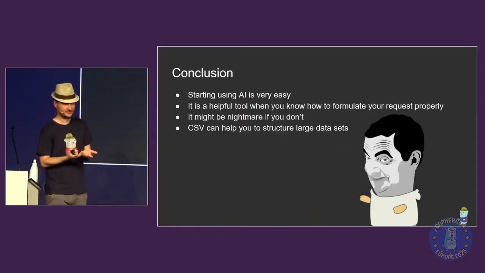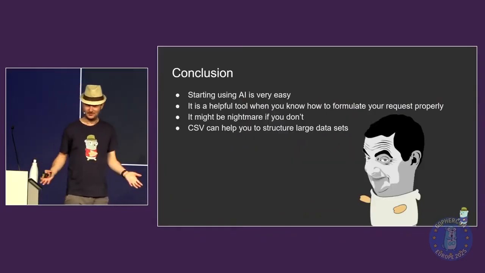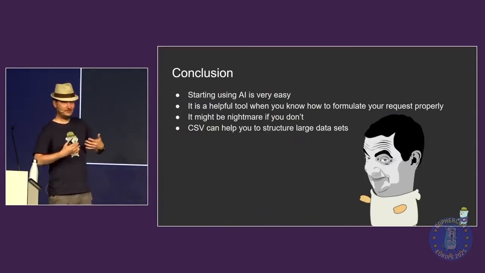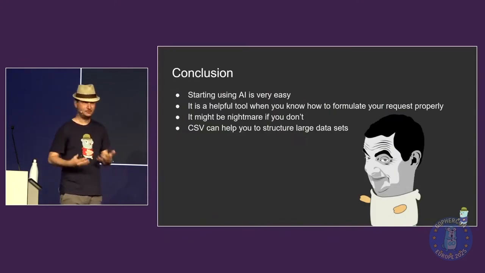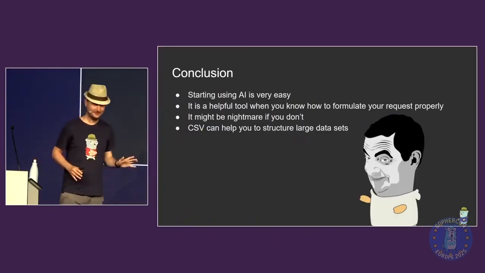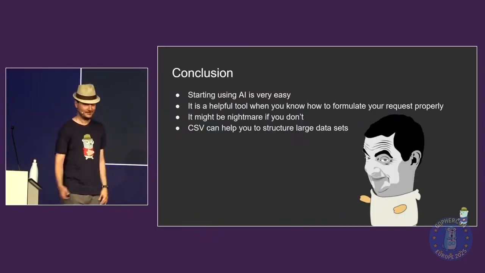Going into conclusions. As I mentioned, starting with AI is super, super simple. It's only 3 lines of code, but then it's a very helpful tool when you understand how to design your prompt, but maybe a nightmare if you don't. And yeah, CSV format can help you.